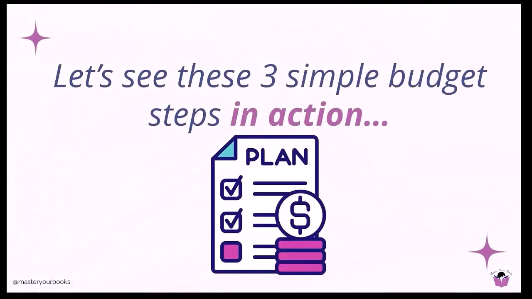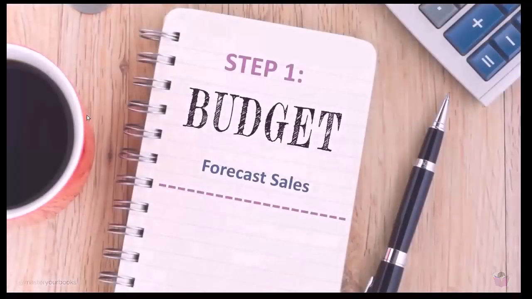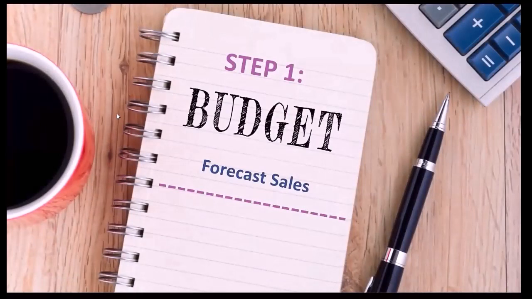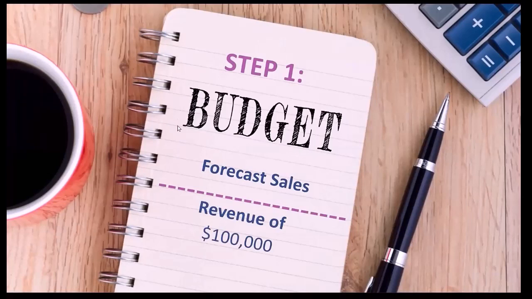Okay, so let's see this in action. Let's see these three simple steps in action. Step 1, budget. So we're going to forecast sales. In this example, our sales are a revenue of $100,000.